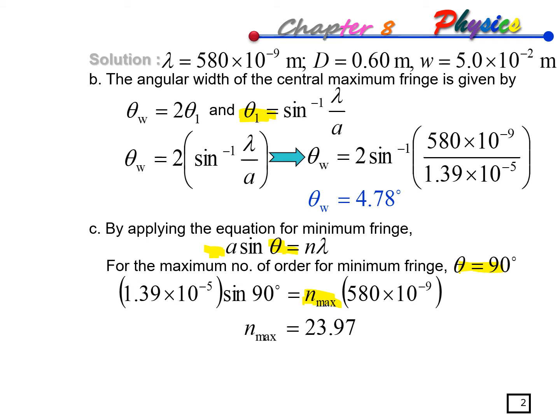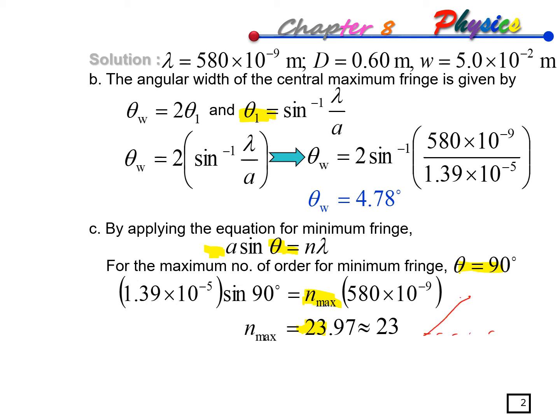Okay, so that means it can only form order up to order 23. You don't round it off and make it 24, so the order will become 23 only. This order is for one side only, so whenever we are doing the calculation, we will refer to one side.